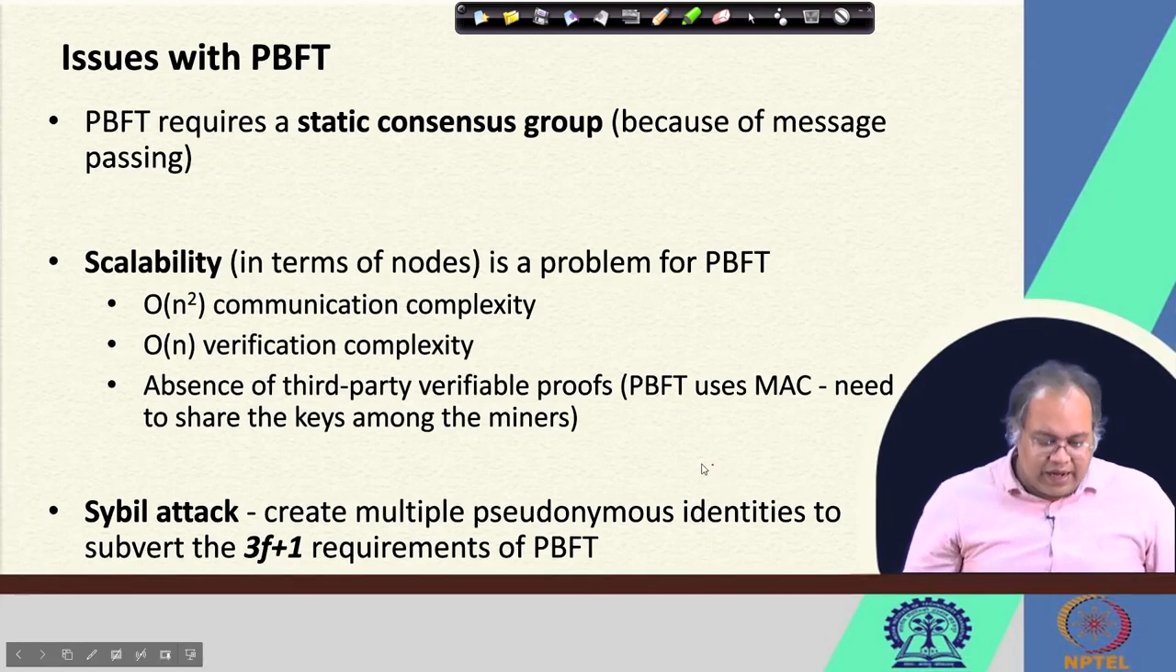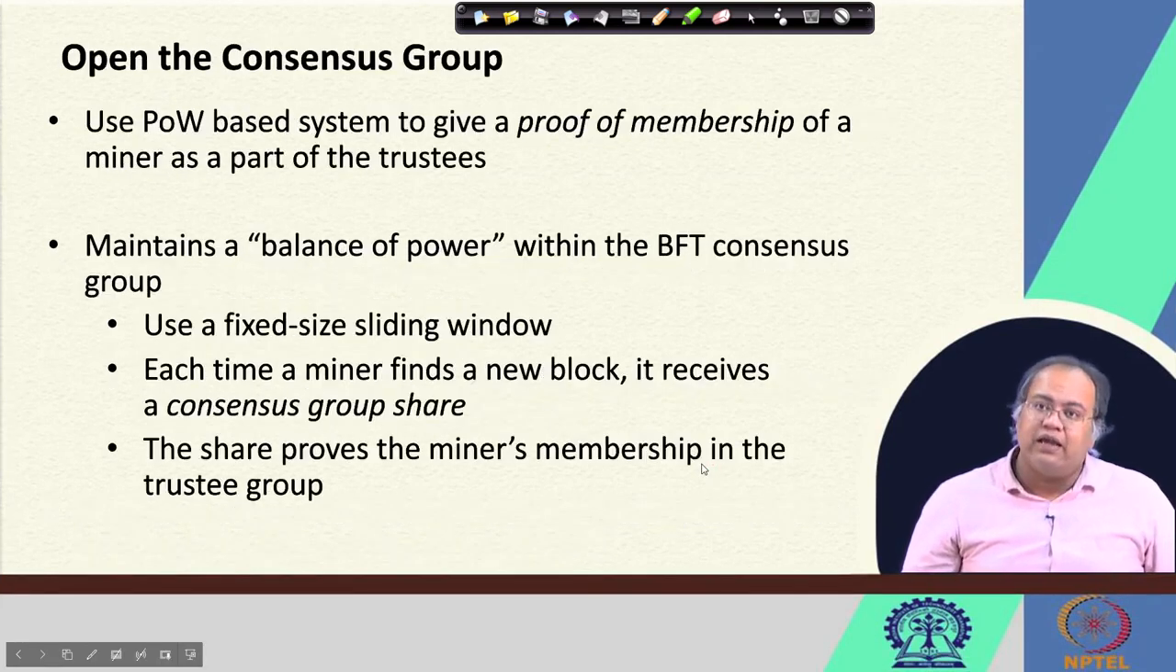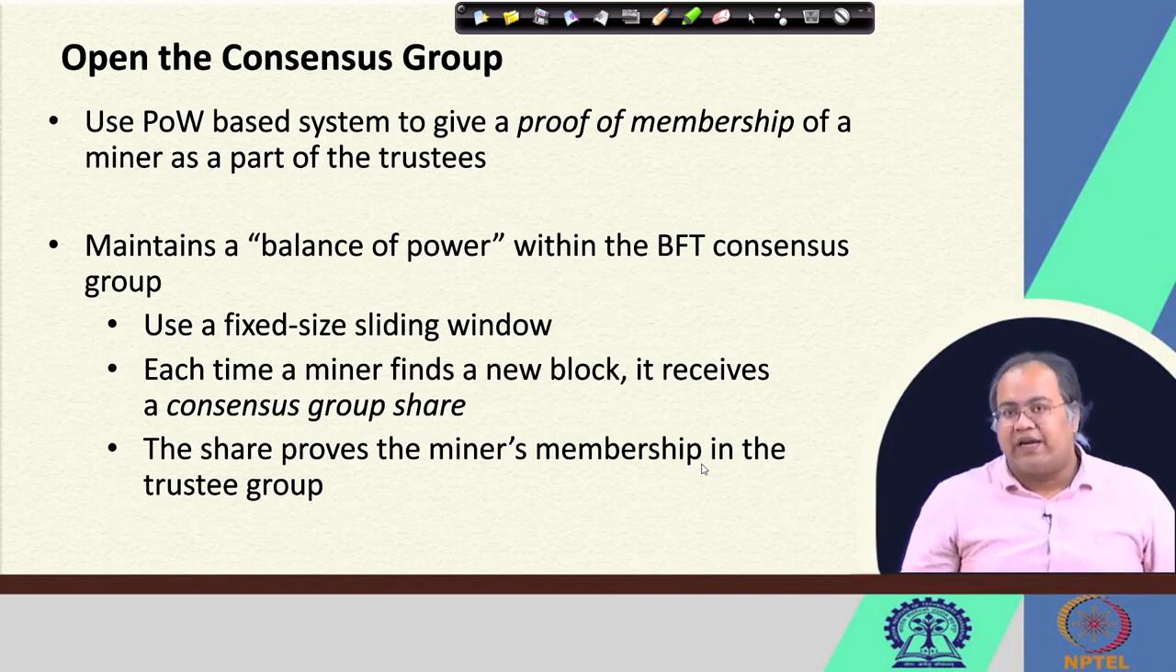And then if I try to open the consensus group, that is the core idea in this protocol: you use PBFT, but you use PBFT within an open consensus group. Here you might be surprised how I can open up the consensus group, because by default PBFT needs message passing. The participants in the PBFT network need to transfer messages with each other. So how can I do it in an open network?